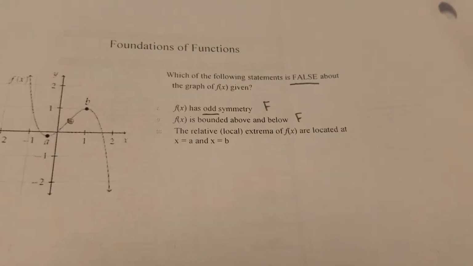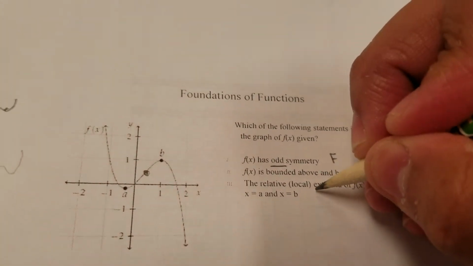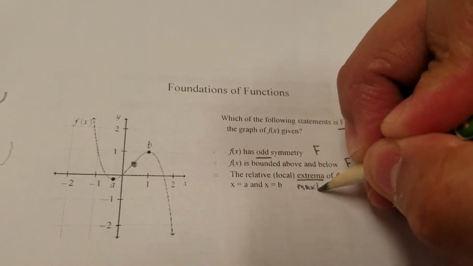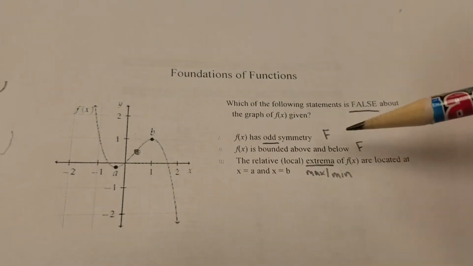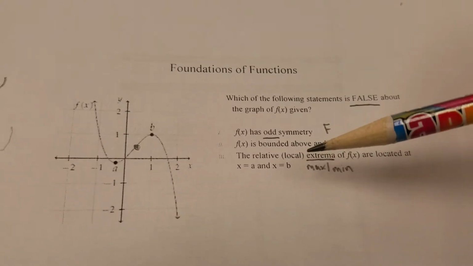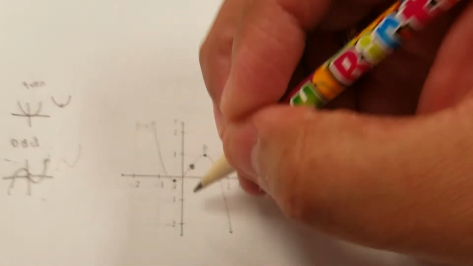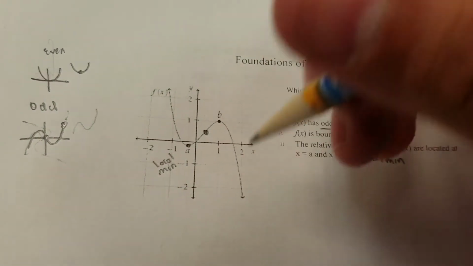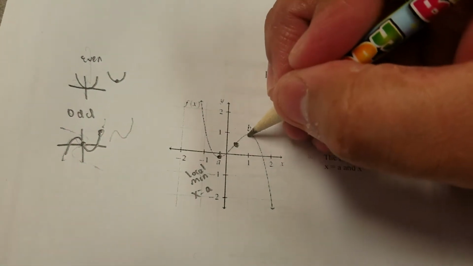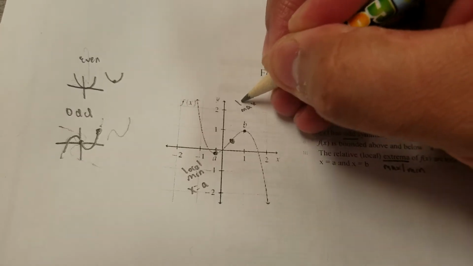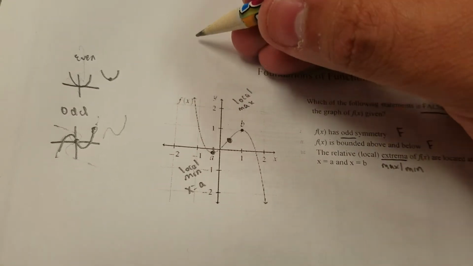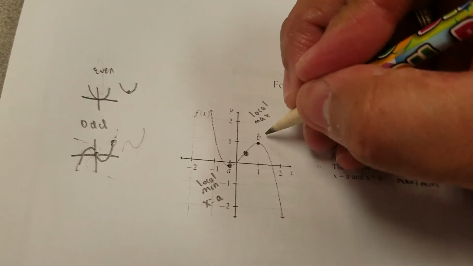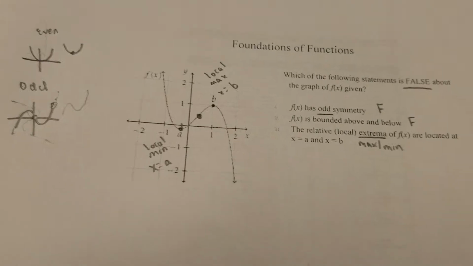Okay, and do I have any relative extremas? So remember this word right here, this is either looking for a max or a min, and local or relative means not the highest point of the whole thing. So this one right here, I see that I have a min, and this is local because the graph keeps going on, so there's lower points than this. And I would say it happens at x equals a, right here. This one right here is a max, and this keeps going up forever and ever and ever. So that would be local, not absolute. And this would be at x equals b. So is this one true? Yeah, this one's true.